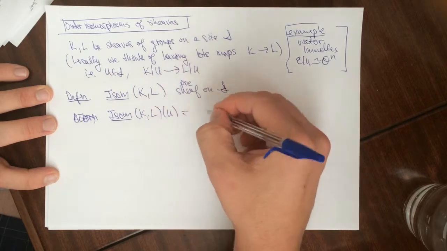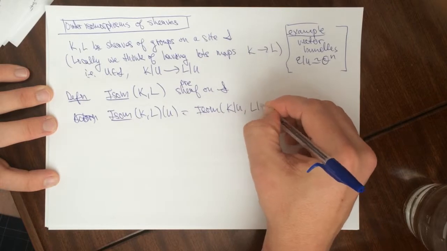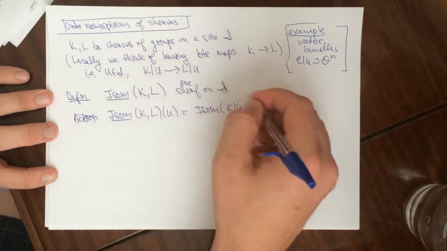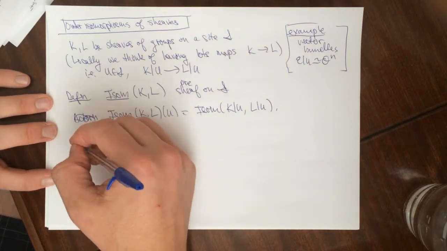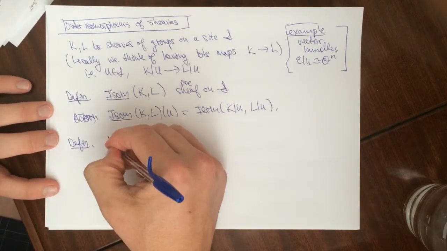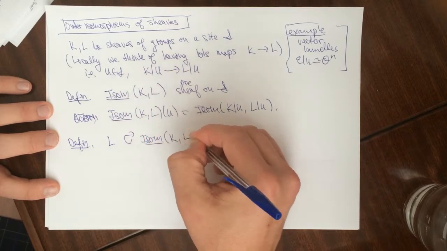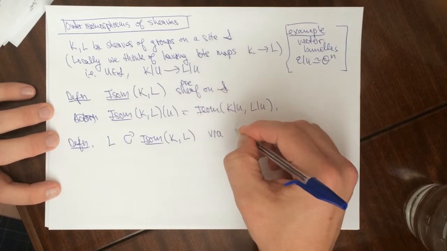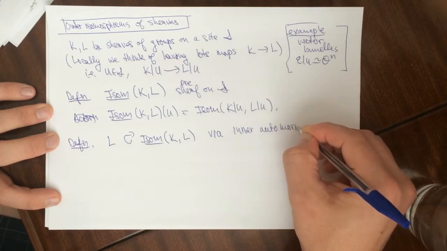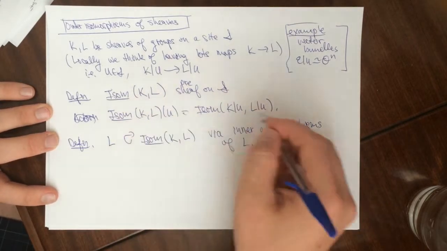We stick in a U. This is just isomorphisms of the restriction as sheaves of groups. So there's a definition of an action. L is going to act on this via inner automorphisms of L. Okay, so this makes sense.